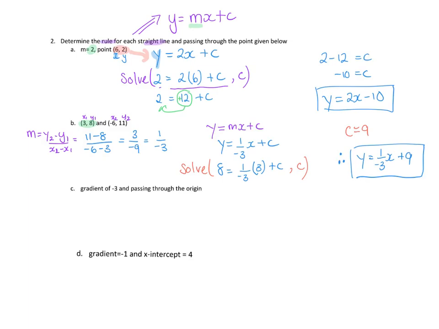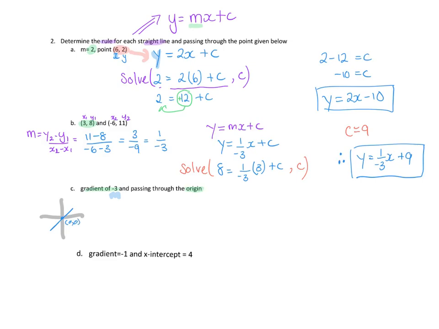Okay, with this next one, it's not too hard because they're actually giving you everything. So if the gradient is 3, you know the m value there. And they said also it's passing through the origin. What does the origin mean? 0, 0. So if you've got this line here, on your Cartesian plane or your axes, whatever you want to call it, it's cutting through 0, 0. It could be going that way or it could be going that way.